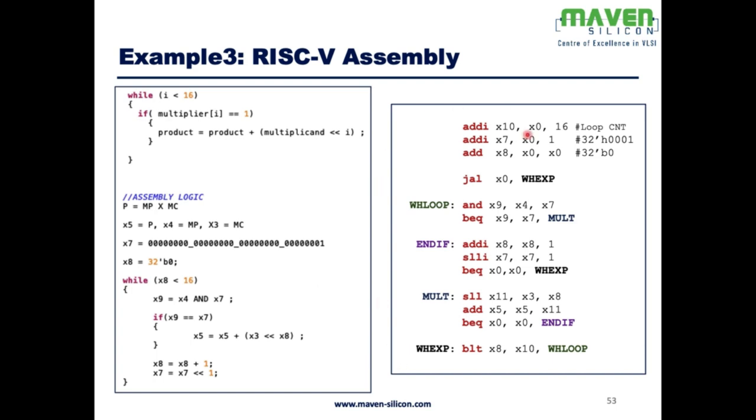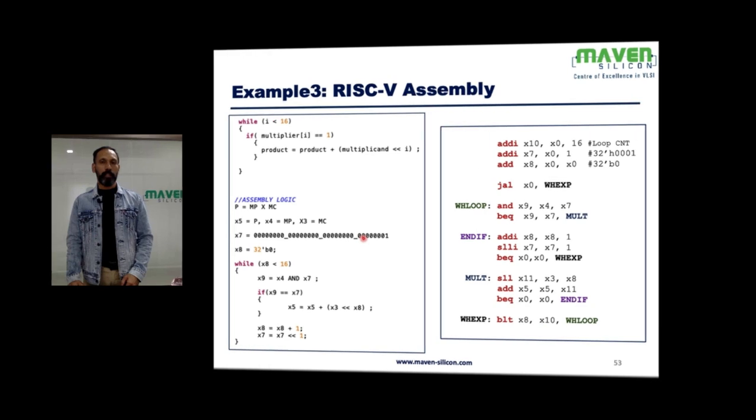Look at this. This is how we can write the assembly program. X10 is nothing but the loop count, this 16, the maximum value. And X7 is initialized with 1. We need all 31 bits 0 and only the LSB as 1. So we are initializing X7 with the value 32'h0001, and add X8, X0, X0. So we are also initializing X8, the loop variable, and this 16 is available in X10.